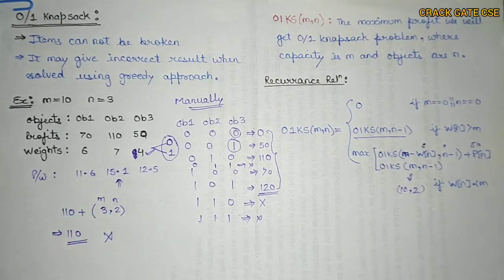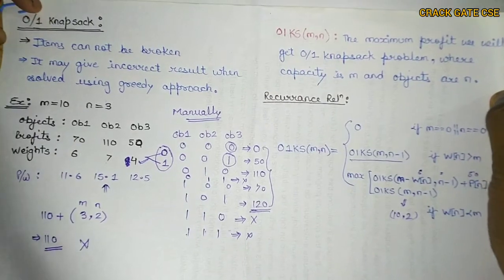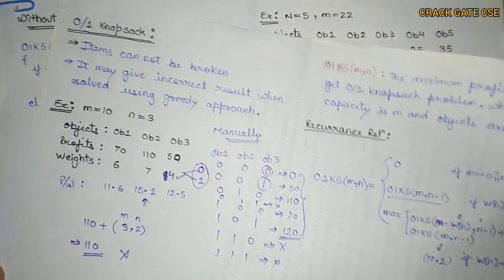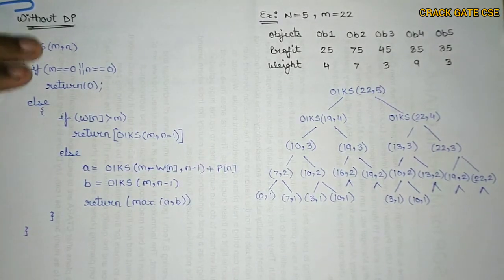Now let's try to understand how we can formulate this into an algorithm or a program. Here you can see that I have written a program without using dynamic programming. So let's see how this particular function works.